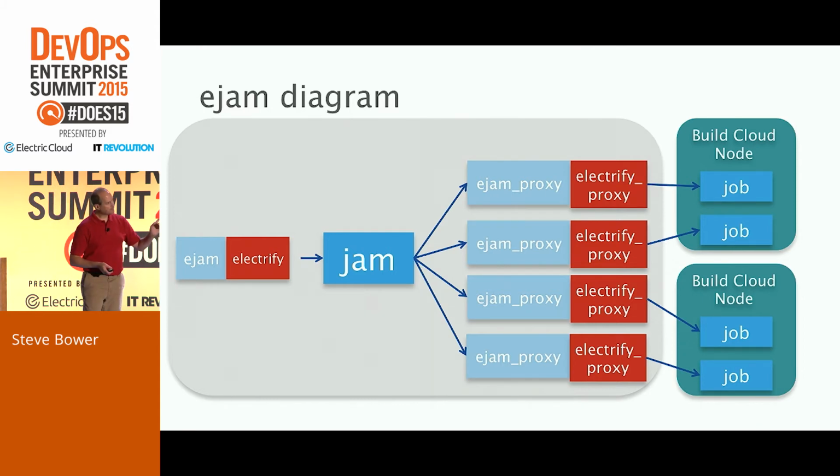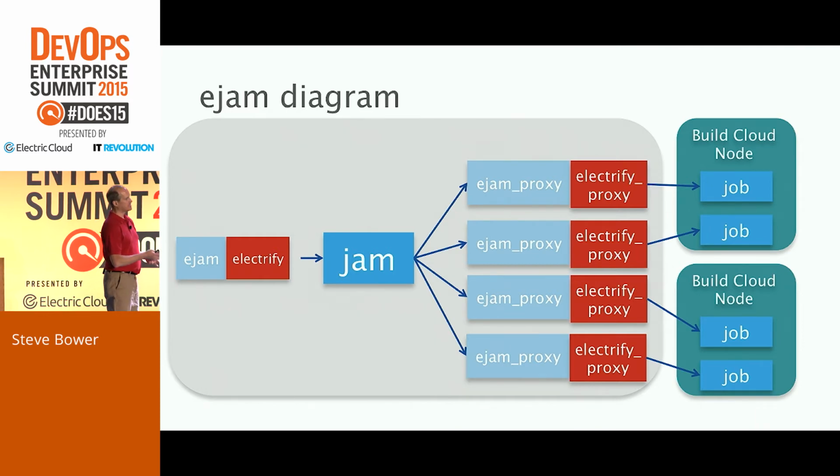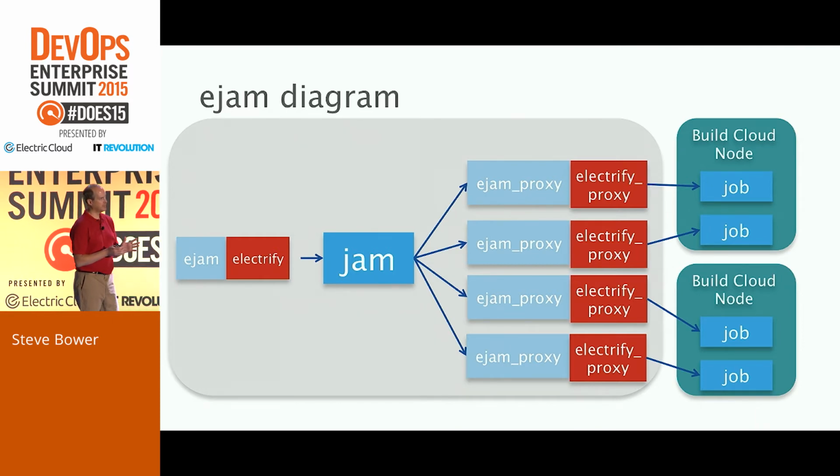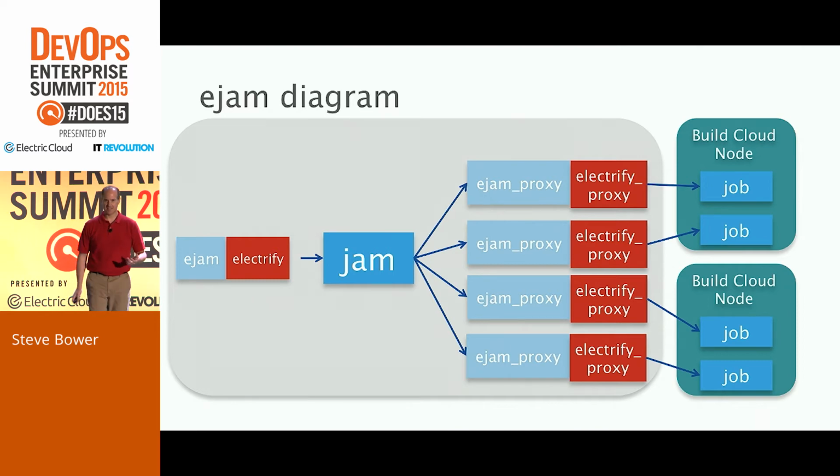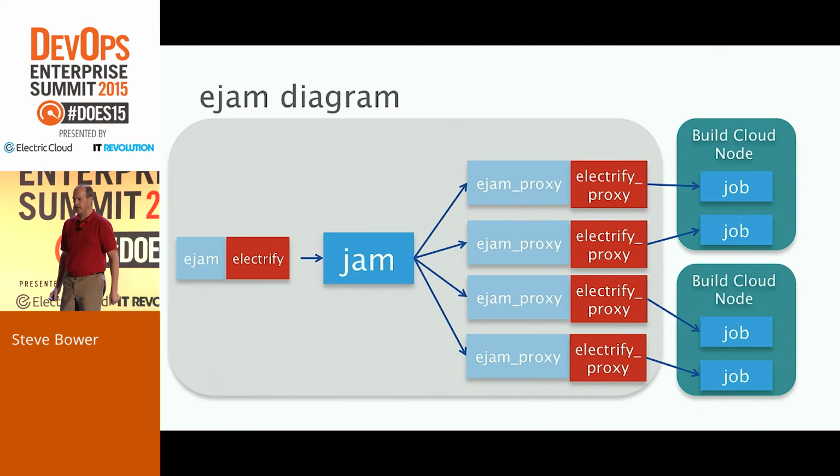We've got ejam, runs Electrify to run jam. Jam, when it says I need to do this compile, that compile, that compile, it runs ejam proxy. Ejam proxy says, okay, here's how we send this job out to the cluster. It invokes Electrify proxy. And lo and behold, that job gets sent out to the cluster. Again, with all that same file transfer stuff happening for you automatically.